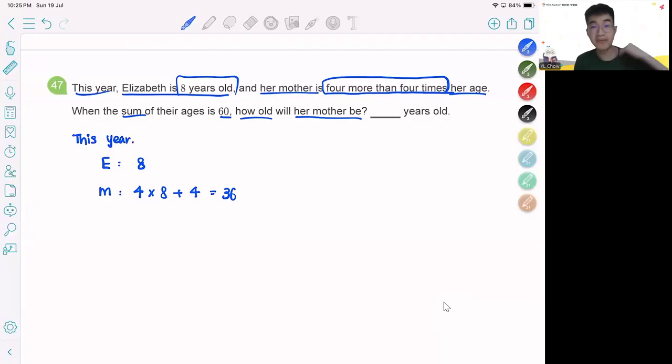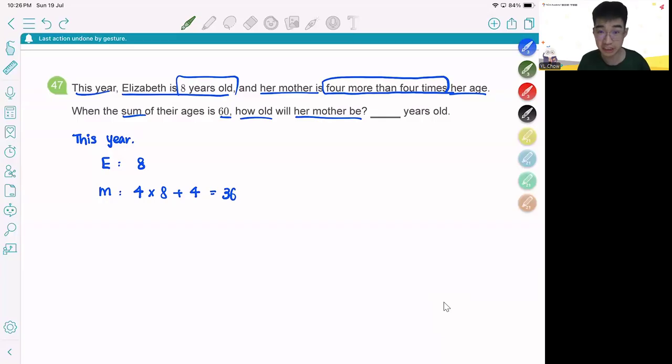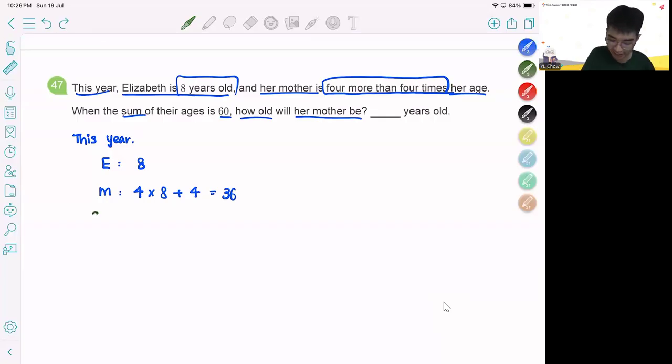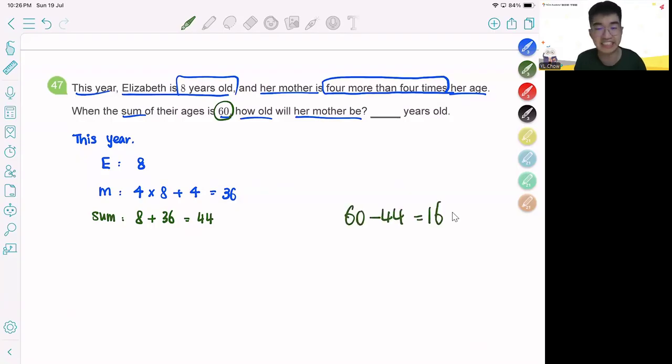Now, we are curious about their age sum because we want the age sum to reach 60. What is the current age sum? Current age sum is 8 plus 36 equals 44. So this is their current age sum. Okay. So the current age sum is 44, but we want their age sum to be 60. Does that mean 60 minus 44 equals 16 years have passed?